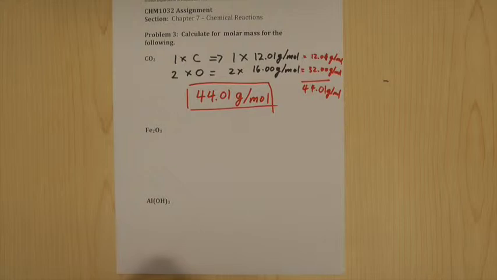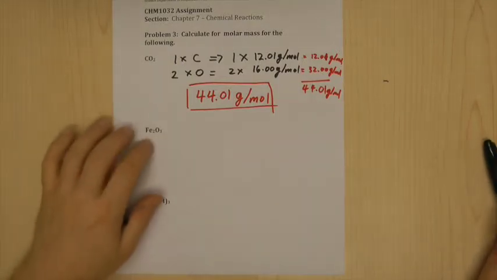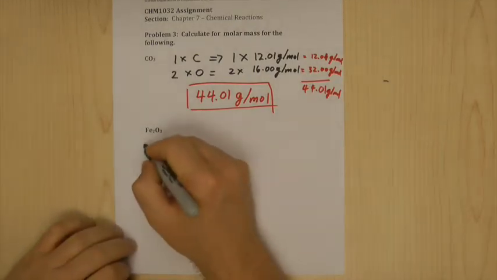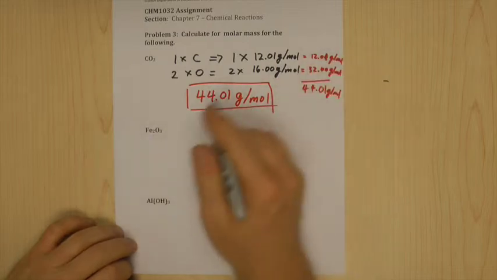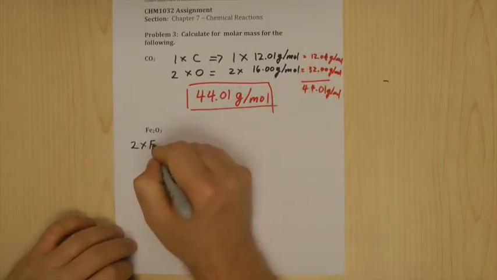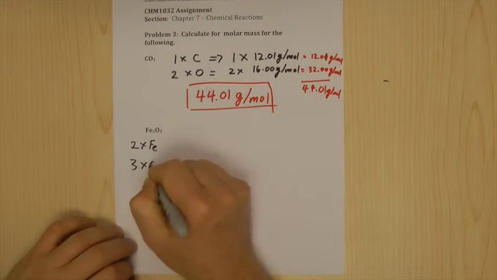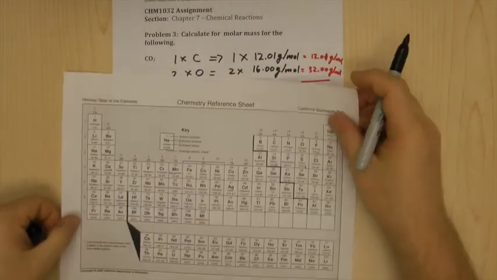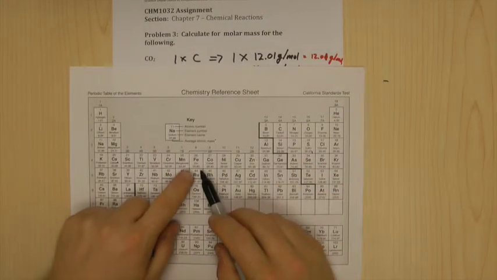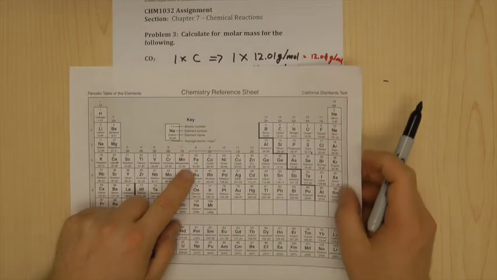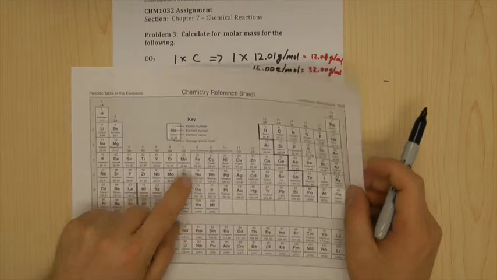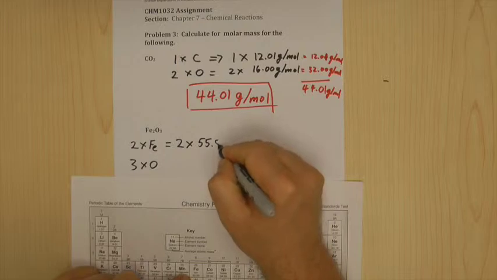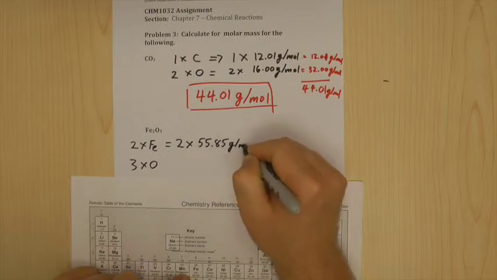Okay, that's how you do that one. That's a pretty basic, simple one. Let's do one that's a little bit tougher. Not really tougher, just has a little bit more going on. So here we have 2 times iron, 3 times oxygen. So that's going to become 2 times, go to the table, what's the atomic mass of iron? 55.85, and the atomic mass of oxygen is 16. So iron, let me write that down, 55.85 grams over mole.